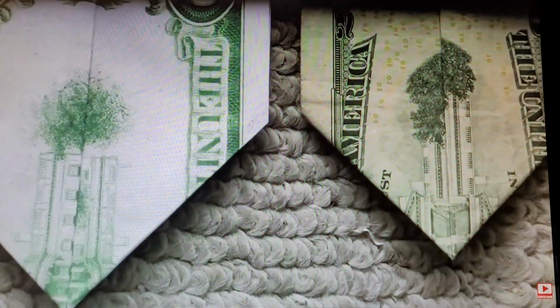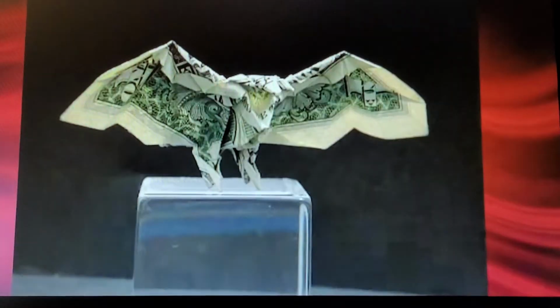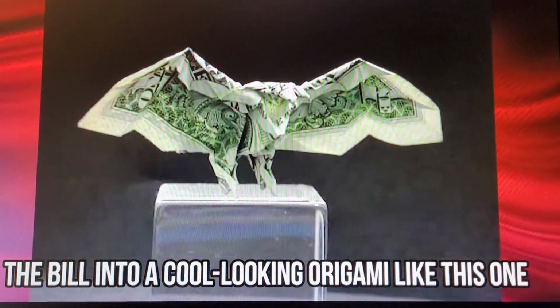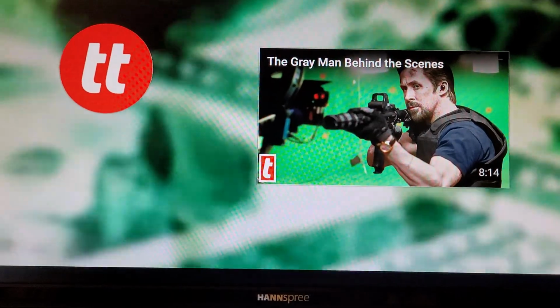The folding theory hasn't yet been confirmed as true, but you should definitely try folding it and see it for yourself. Of course, you can also fold the bill into a cool looking origami, like this one. That's it for the 10 most mind-blowing secrets in the US dollar.